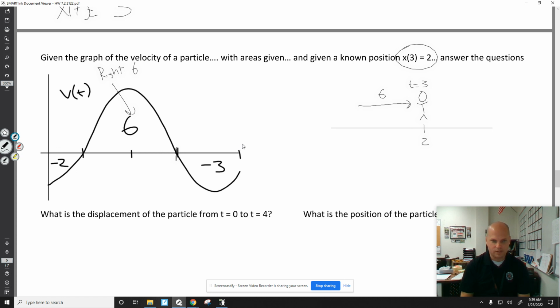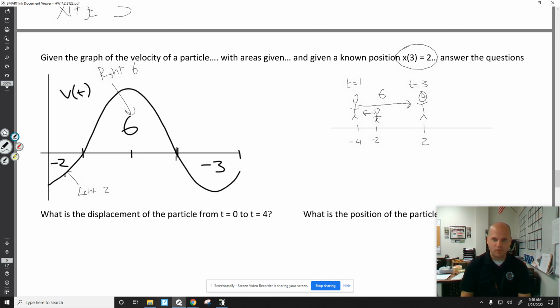This is over 2 seconds. So at t equals 1, I need to be 6 to the left of this. That's going to be at -4. This accumulation tells me I moved to the left 2. Well, I needed to move to the left 2 to get to my position at t equals 1. Well, that means I needed to start at -2. Move to the left 2, move to the right 6. -2 minus 2 is -4, plus 6 is 2. Boom, I've made it to position at time 3, which is 2.